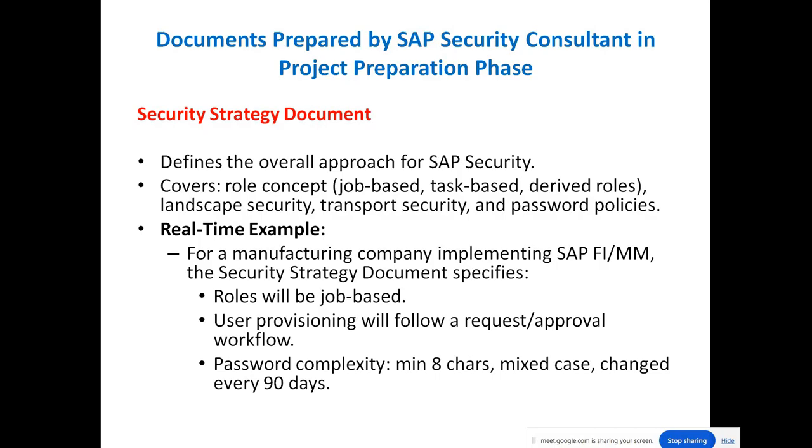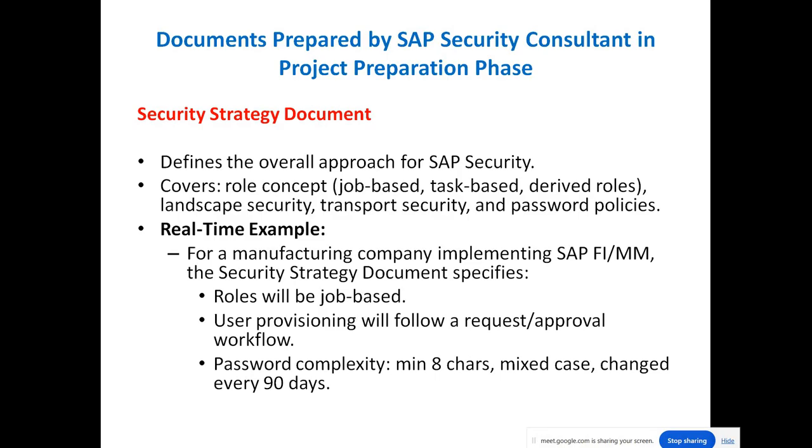There are two things: one is user administration, the other is role administration. This is the overall approach we are going to map, so we need to define it. Then the role concept. I told you there are derived roles, master roles, single roles. Then landscape security, transport security, and password policy need to be defined in this security strategy document. For example, take a manufacturing company implementing SAP FI and MM. We are going to implement only two modules, FI and MM. This is the scope of our project.